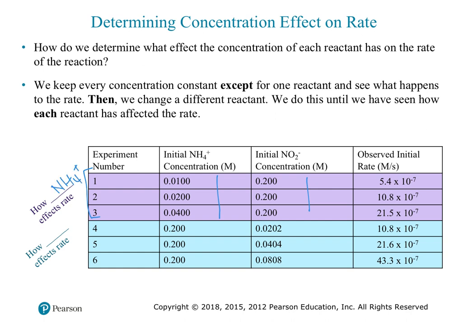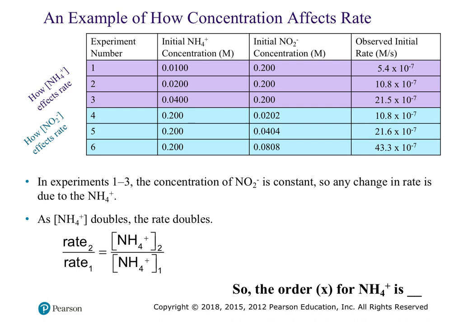For number 4 through 6, we're keeping ammonium the same and changing nitrite. So any changes to the rate will be due to nitrite's concentration. And then we'll take ratios of the 2 to see the impact. So for 1 through 3, we're holding nitrite constant, so we'll check out ammonium. We'll take the ratio of the rates of 2 of them.